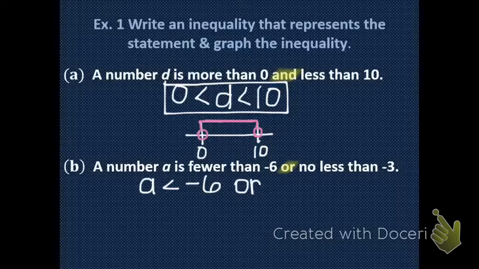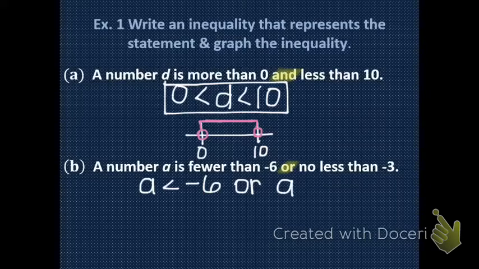And now we have to write the second inequality. So from start to finish, Kalani, what is the second inequality going to be? A is, it says no less than. So let's talk about that. Can my number be any smaller than -3? No. So what symbol, Kalani, is that going to be?